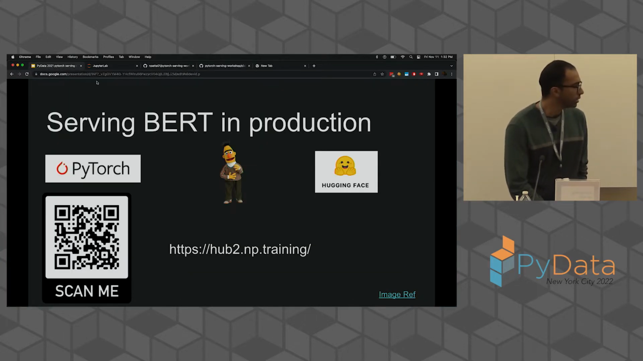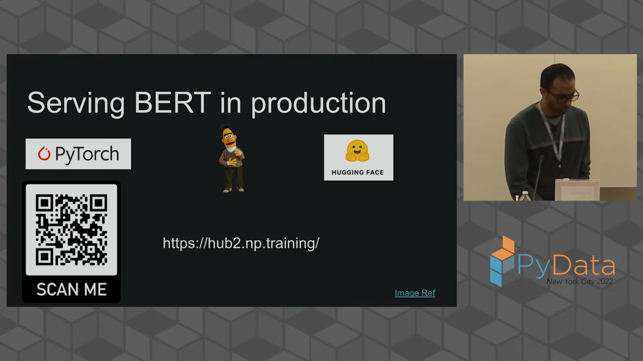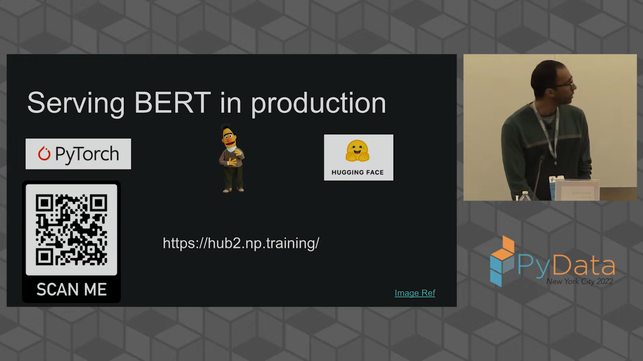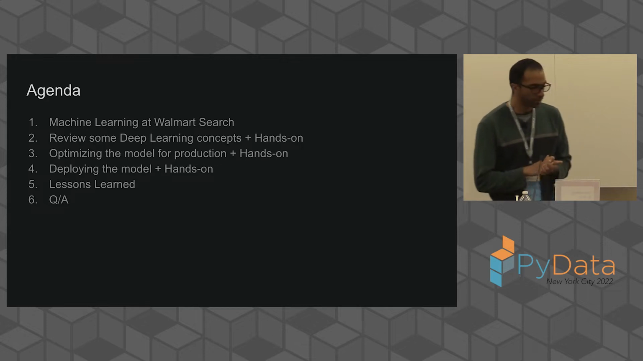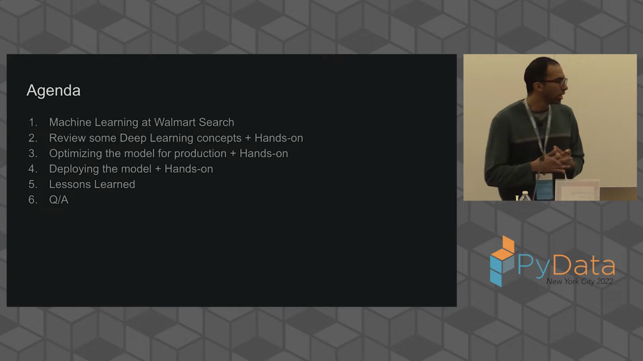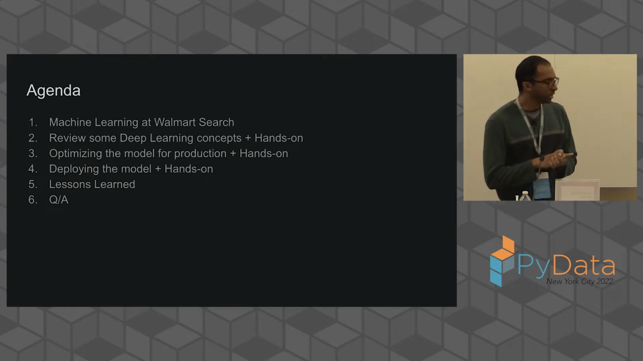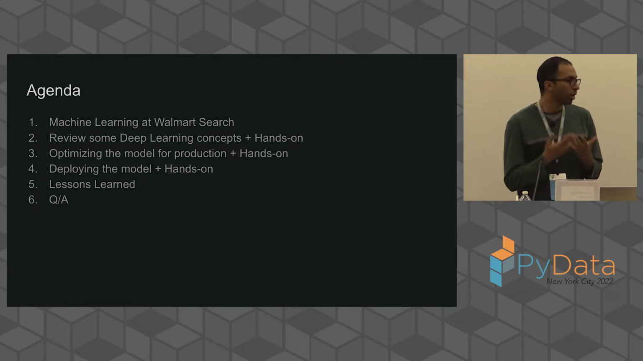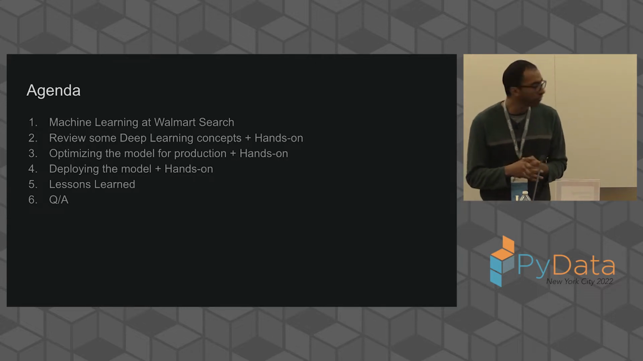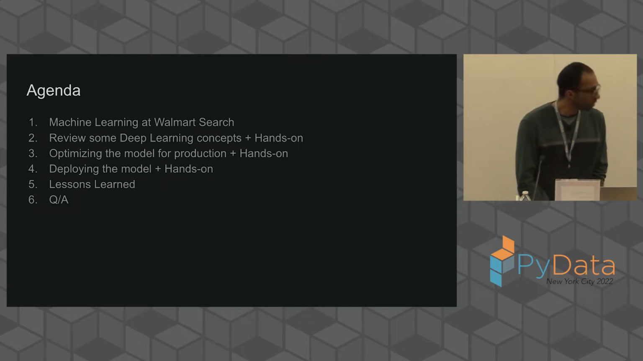So let me get started. I hope everyone got this, but yes. The agenda for today: I wanted to briefly talk about machine learning at Walmart Search, review some deep learning concepts, just make sure we're all on the same page, talk about how you take a model that was trained and optimize it for production, deploy the model with TorchServe from Facebook, and briefly talk about some lessons learned.